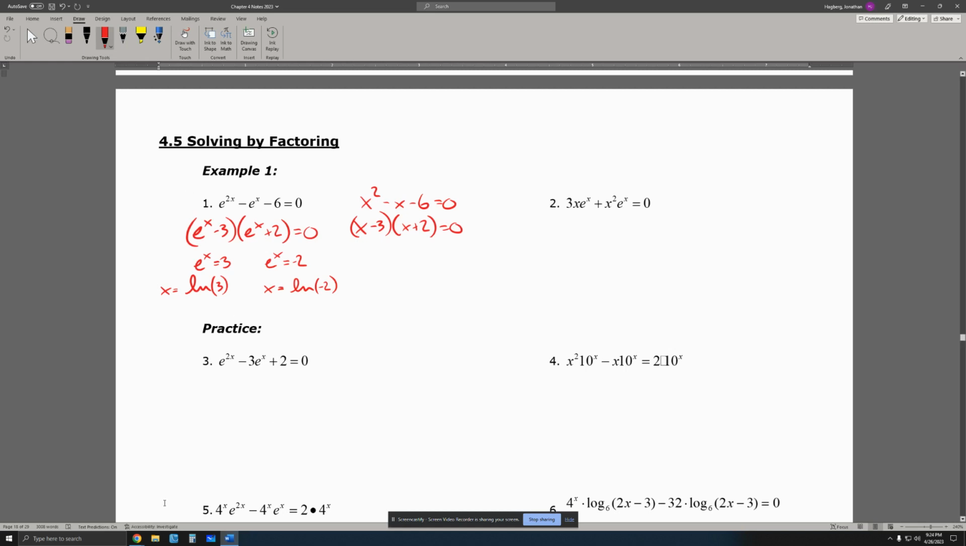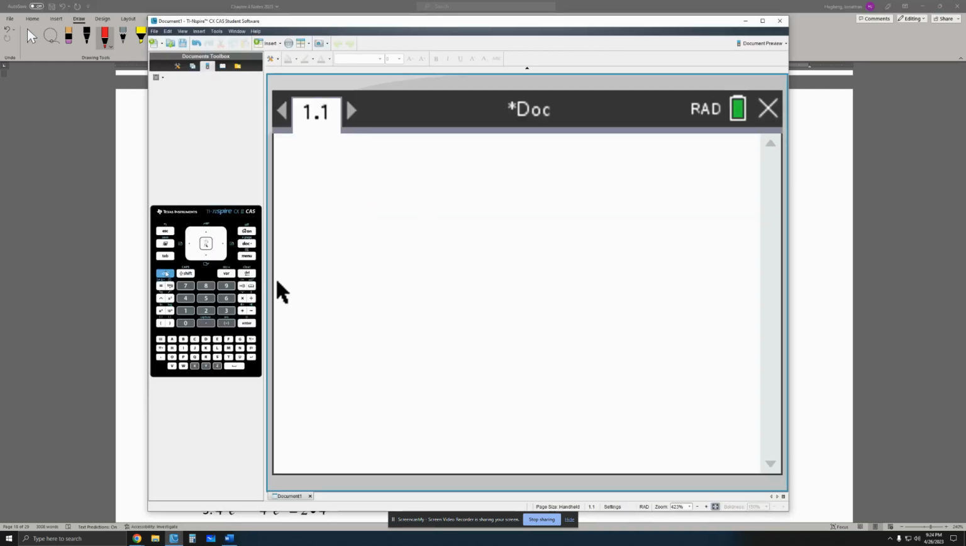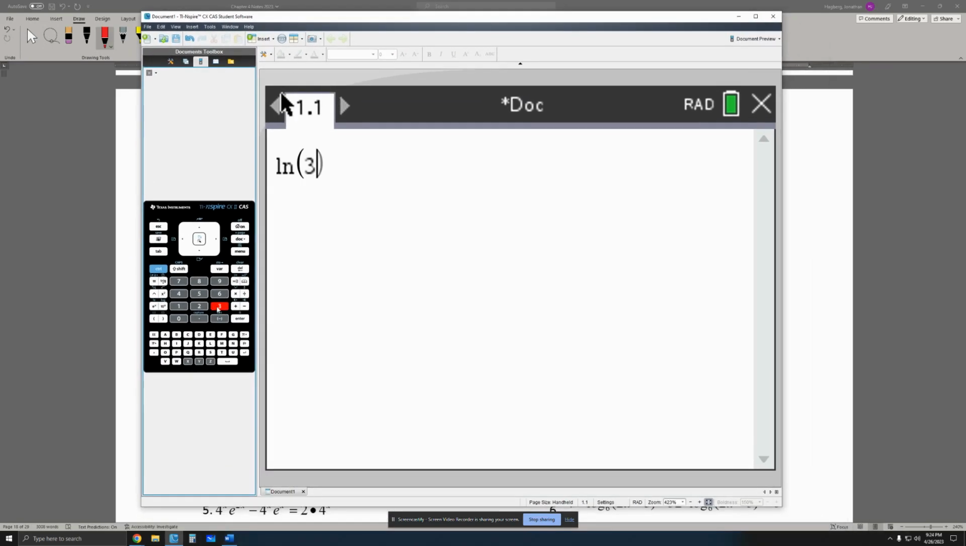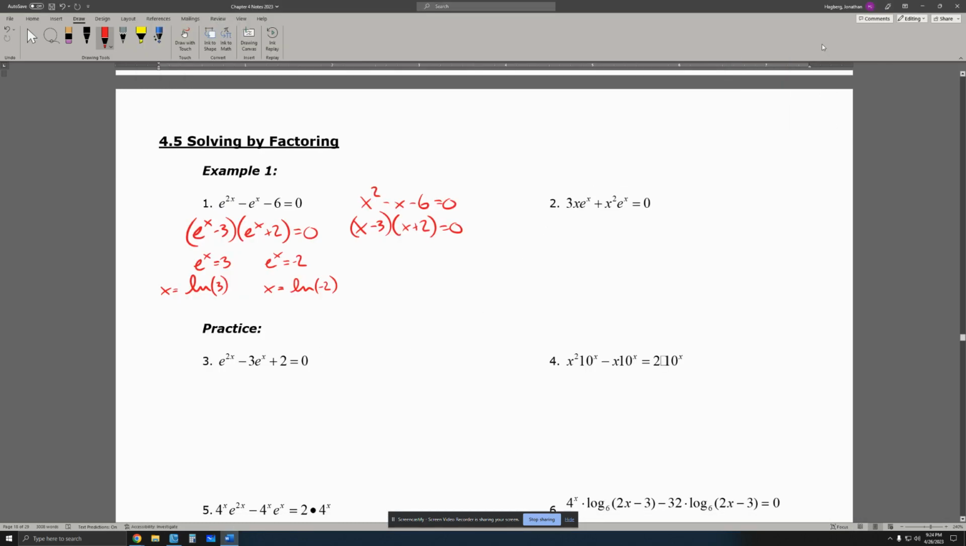For a decimal approximation, go ahead and take out your calculator. Hit Control, and then e to the x, that's going to give you the natural log of 3. So I'm going to hit 3, and then Control-Enter is going to give me a decimal approximation of 1.099. So x is approximately 1.099.